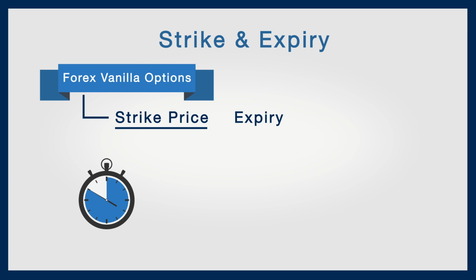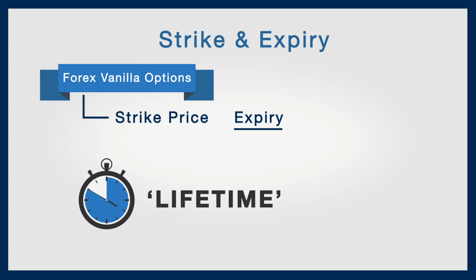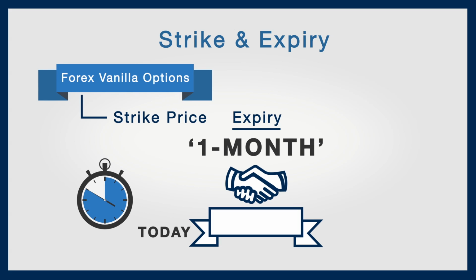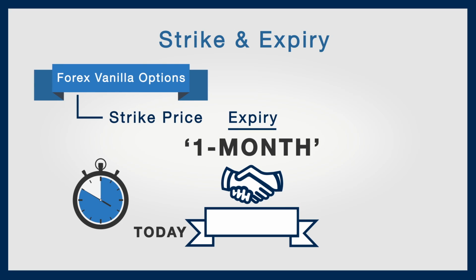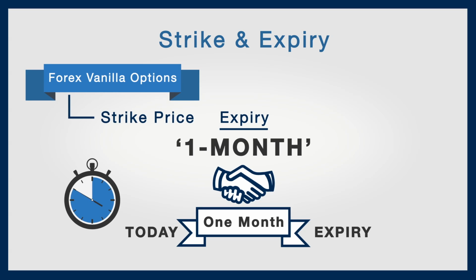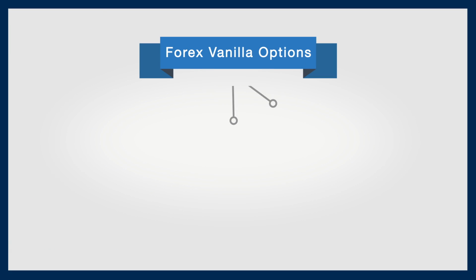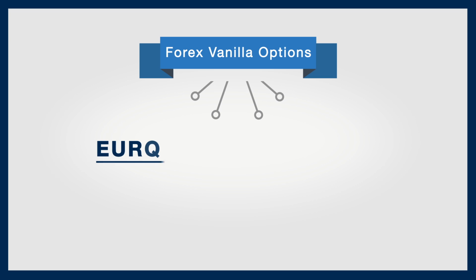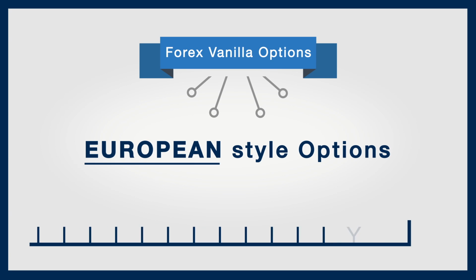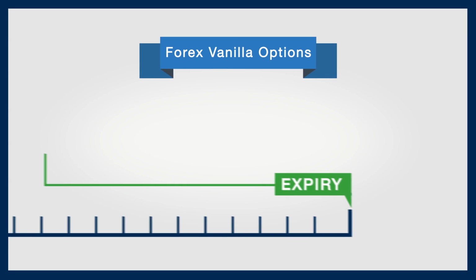This defined future date dictates the lifetime of an option, and it's defined by the expiry date. If the expiry date is defined as 1 month, for example, it means that from today, after the deal has been confirmed by both parties, the option is valid until the date of expiry, 1 month from today. Options can be traded in different styles, with different methods of exercise. We're referring to European style options, which means options that can only be exercised on the day of expiry.